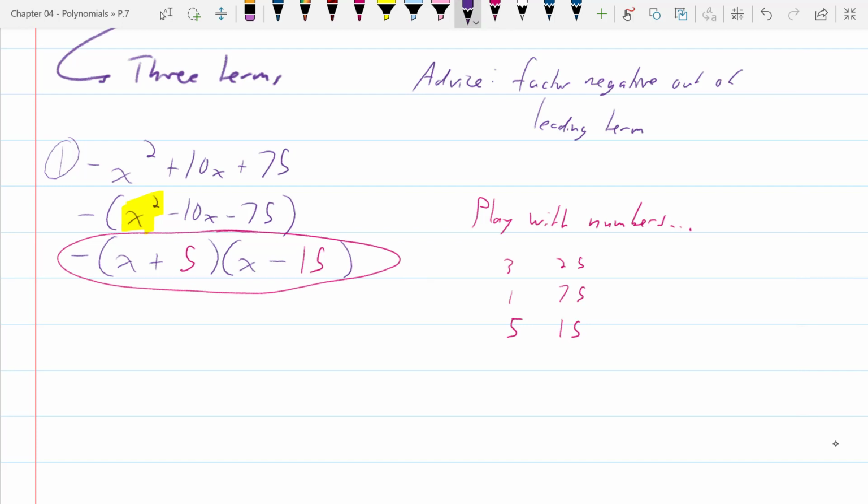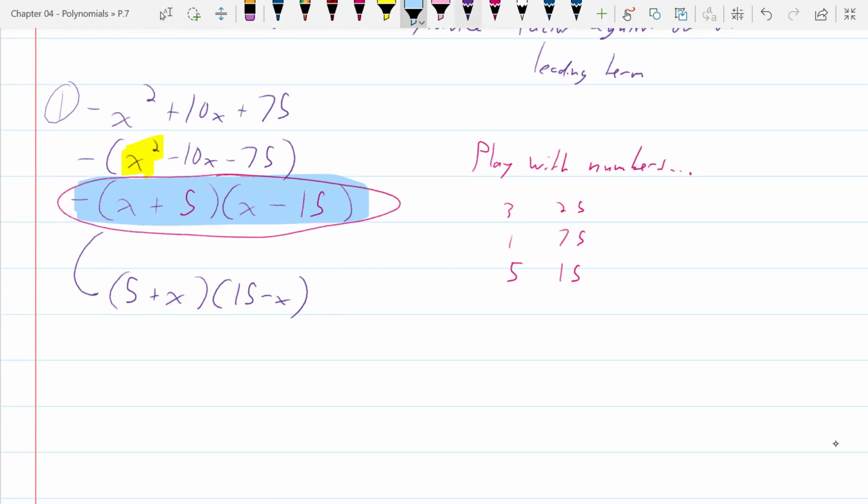You're going to see your answer keys look a little more like this, where they do a 5 plus x times a 15 minus x. Can you tell me why these two things are the same thing? In the end, I know you want to know which one I prefer, and I would prefer this one. It may differ a little from your answer keys, but there's a reason that we tend to like the ones with positive leading coefficients, and that's coming a little later, not too far from now.